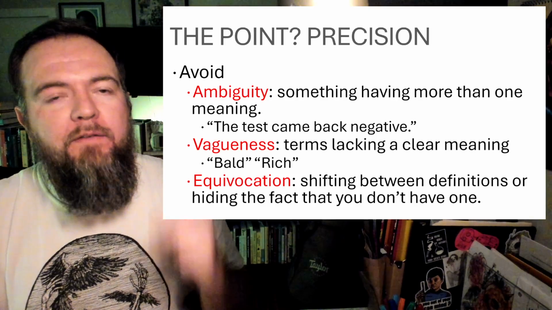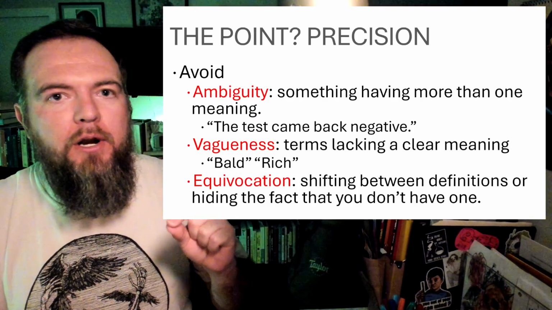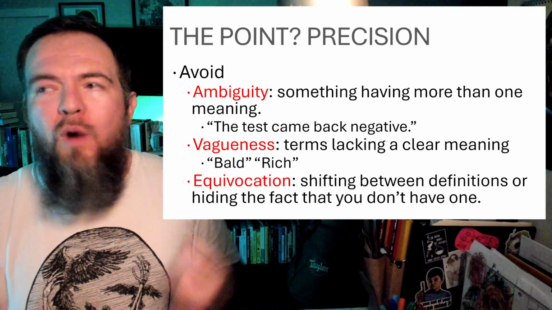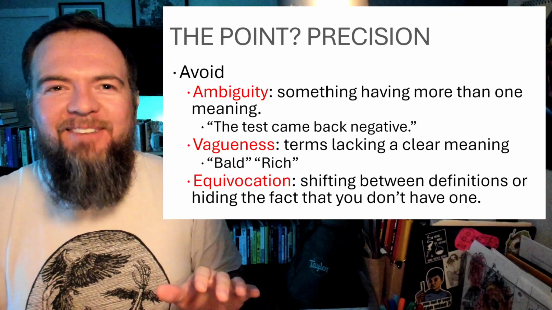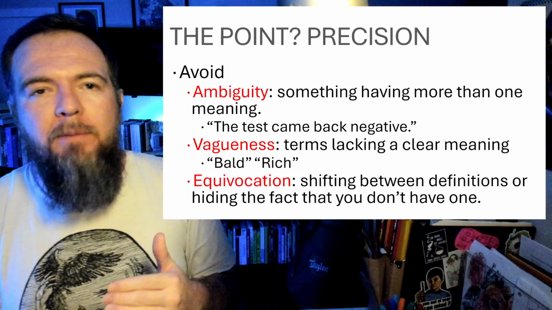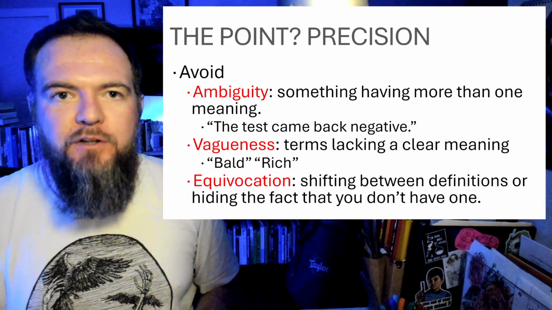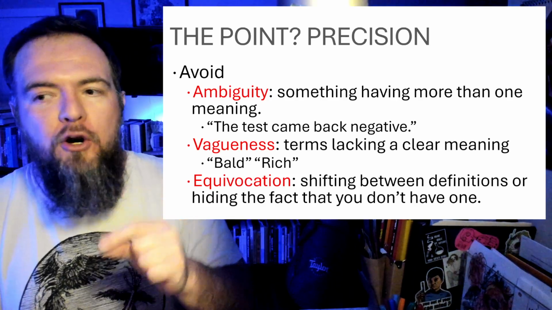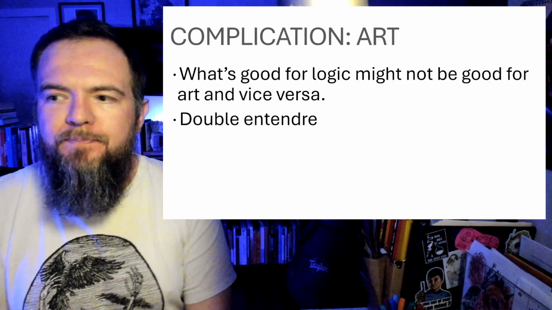And we want to avoid equivocation in the sense that if there's a word that does have lots of meanings or doesn't have a clear meaning, we want to avoid that. We want to use our terms as precisely as possible. Now, are you going to do this for every single term in an argument? Absolutely not. That's way too much. But you need to make sure that you're doing this for the most important terms in a particular argument.